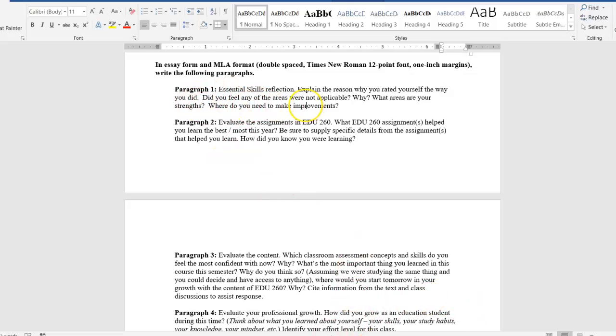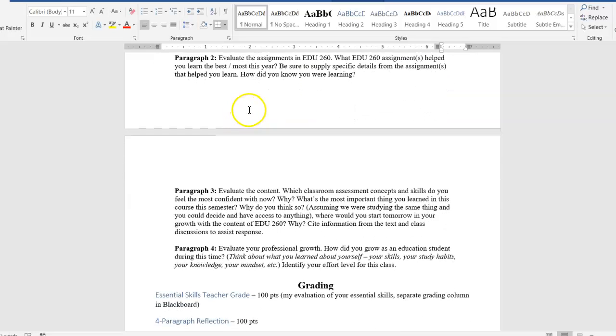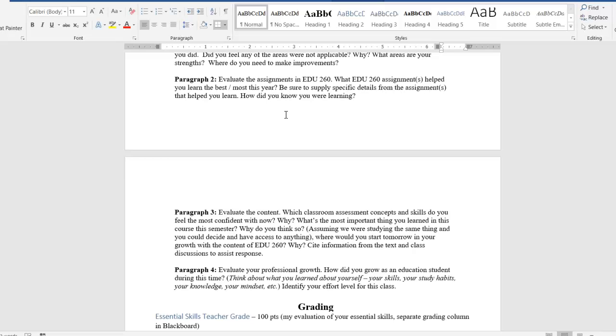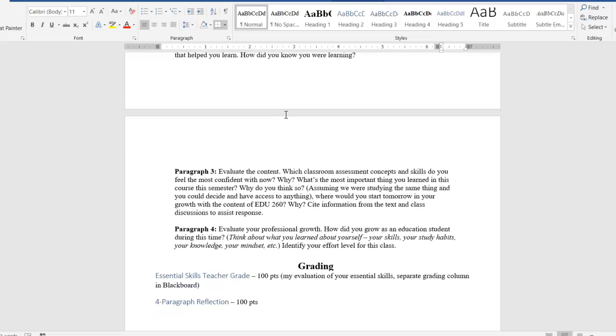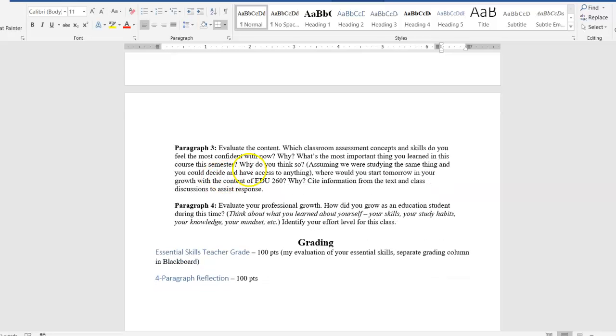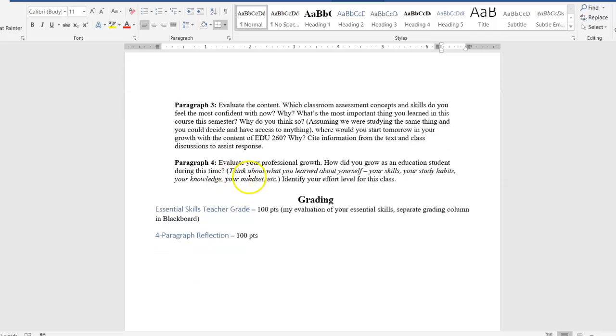The first paragraph focuses on your reflection of the essential skills. The second paragraph is going to have you evaluate assignments in the course and which ones helped you learn the most. The third paragraph is going to have you evaluate the content of the course. So not necessarily the assignments, but just what we discussed and learned and went over from the text. And then paragraph 4 is going to evaluate your professional growth.